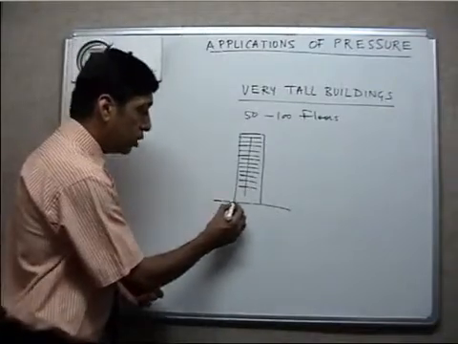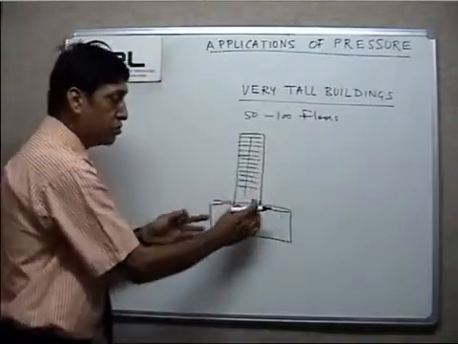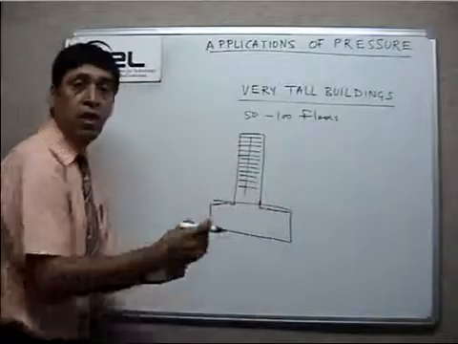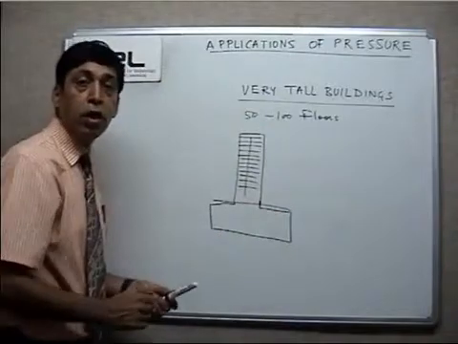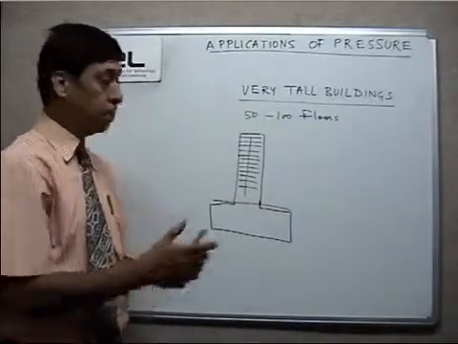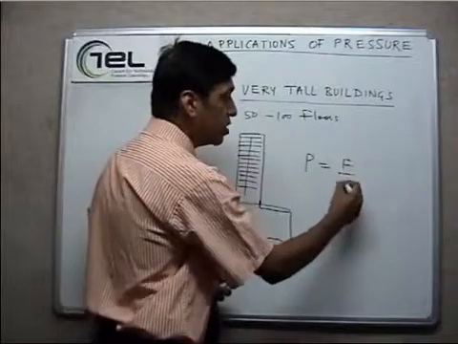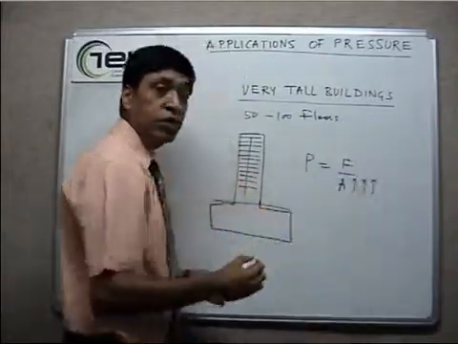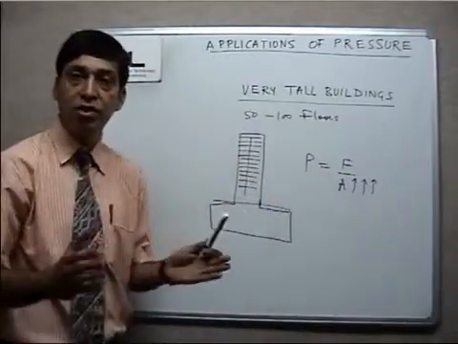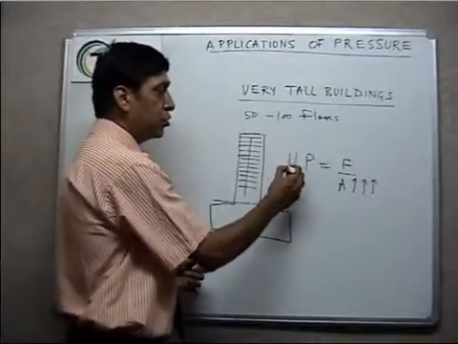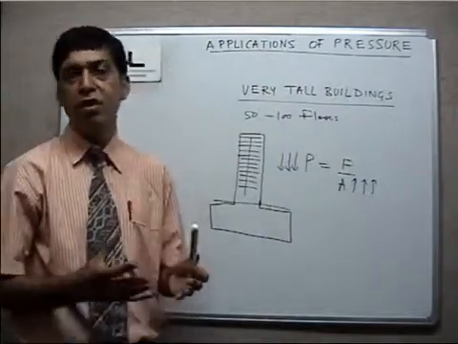And therefore, the foundation of this building is made much wider than the width of the building. This is the width of the building and this is the width of the foundation below the earth. Because this foundation is very wide, we are increasing the area on which force is applied. And because this area is very large, the pressure will be reduced to some extent. Therefore there are less chances of collapse of this building during earthquakes or any other calamity.